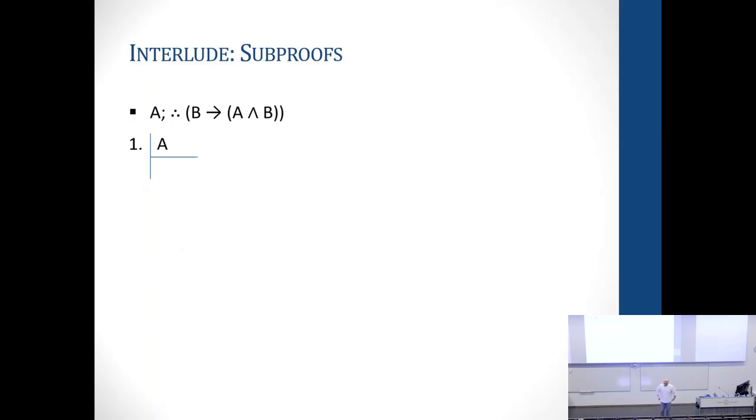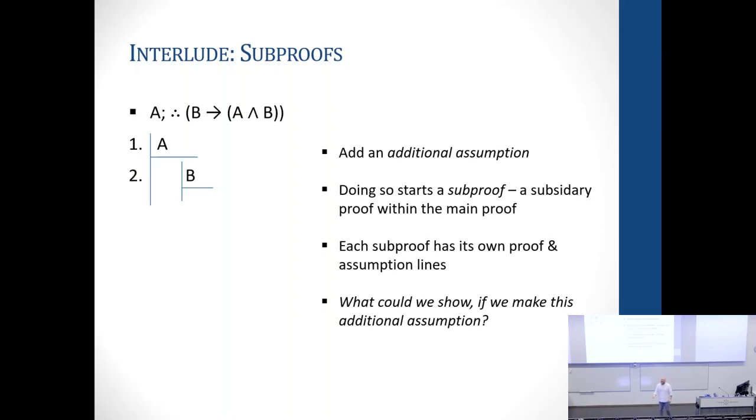Now, what's the rationale? Well, here's the idea. If B was true, since we've already assumed A, we would then be able to generate A conjunction B. If B was also true, since we've assumed A, we could get A conjunction B. So that would show us that if B, then A conjunction B. So how do we do that if B were true? What we do is we open a proof within our proof. We'll call these subproofs.